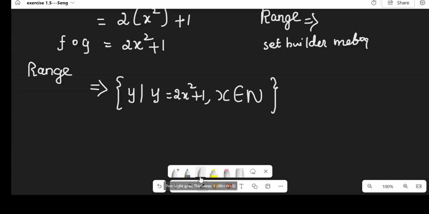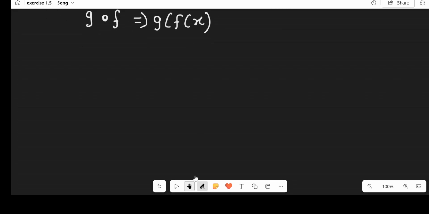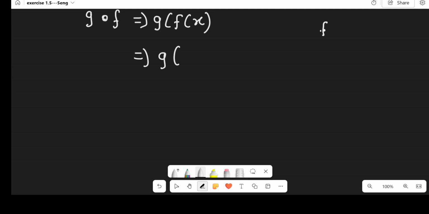Similarly, we can find out g of f. What would be the expansion of g of f? This is the answer of the first one, right? And expansion of g of f of x, right? So now in the next step, I should apply the value of f of x. According to the question, what is f of x? f of x is 2x plus 1. So I'm writing 2x plus 1 here.